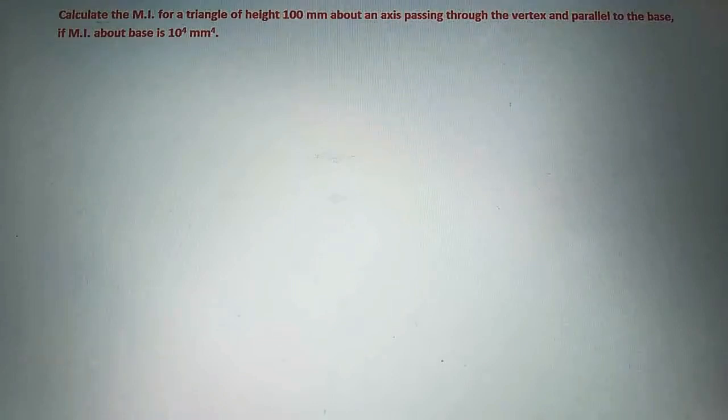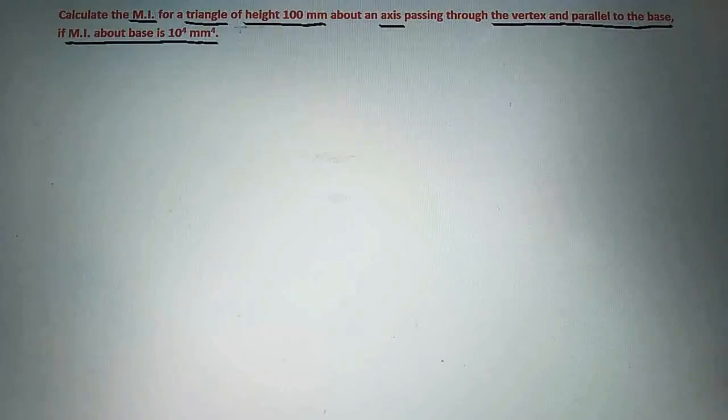The problem is: calculate the moment of inertia for a triangle of height 100 mm about an axis passing through the vertex and parallel to the base, if the moment of inertia about the base is 10 raised to 4 mm raised to 4. Now first of all we will draw a diagram here.